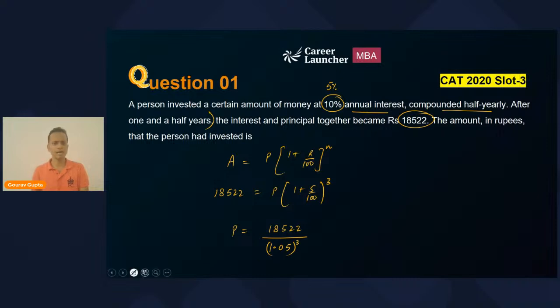Okay. Now, if you don't want to take help of calculator, okay, so 1.05, how can I write 1.05? 1.05 is 105 upon 100. And if I take out 5 common, it will become 21 upon 20. Right? So this calculation can be written as 18,522. Okay. And in the denominator, I will have 21 upon 20 whole cube. So 21 cube and 20 cube, like this.